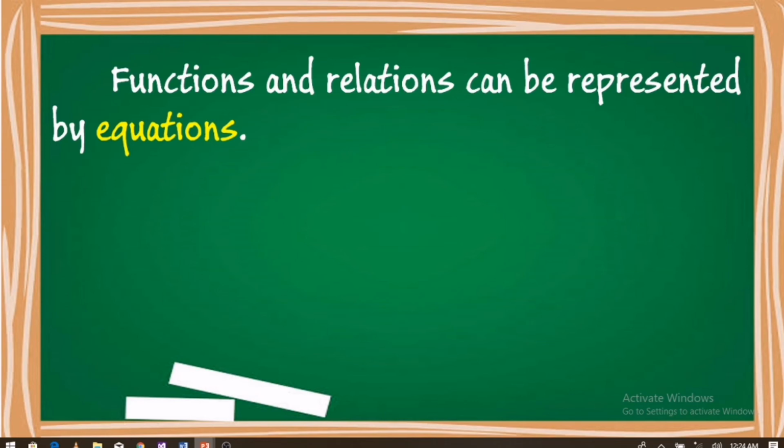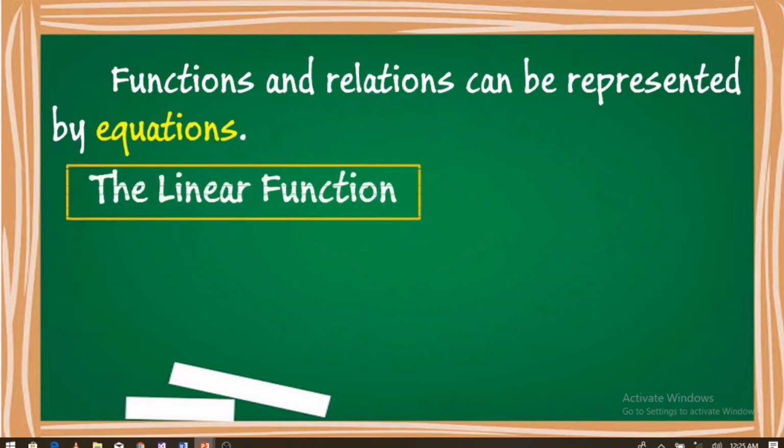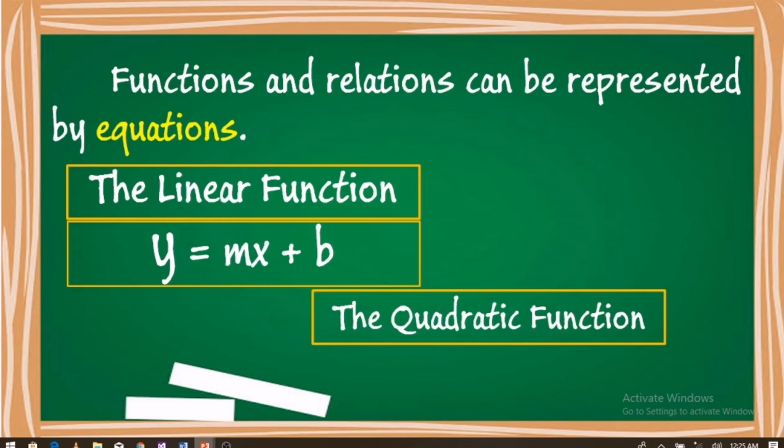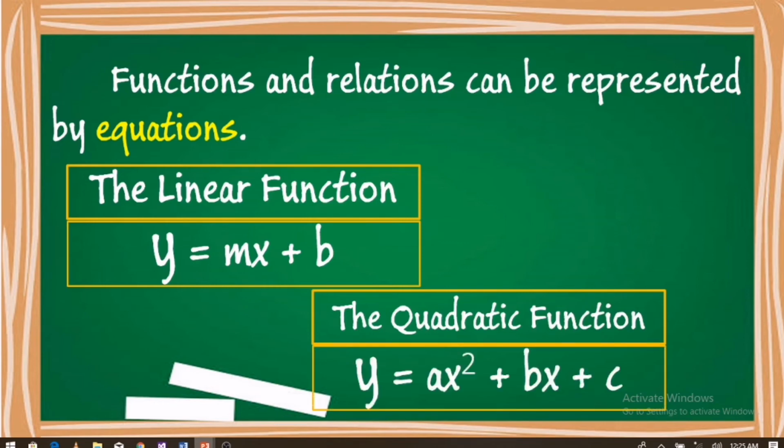There are many types of equations, but let us just focus our discussion in these two common types. The linear function with the form y equals mx plus b, and the quadratic function with the form y equals ax squared plus bx plus c. Any equation with degree 1 or 2 transformable to a linear or a quadratic equation can be considered a function.